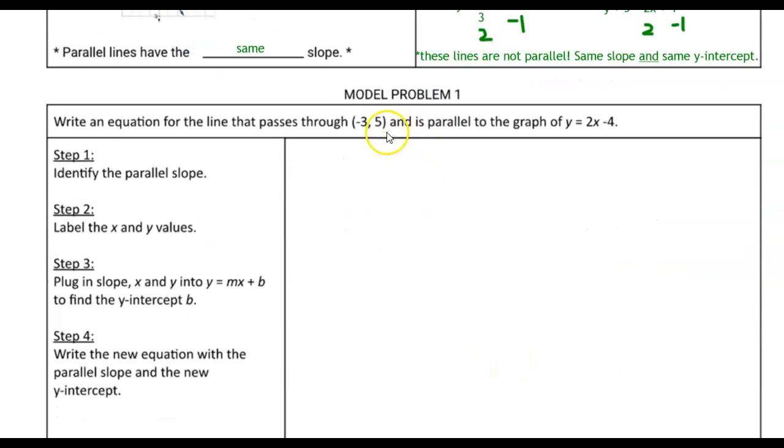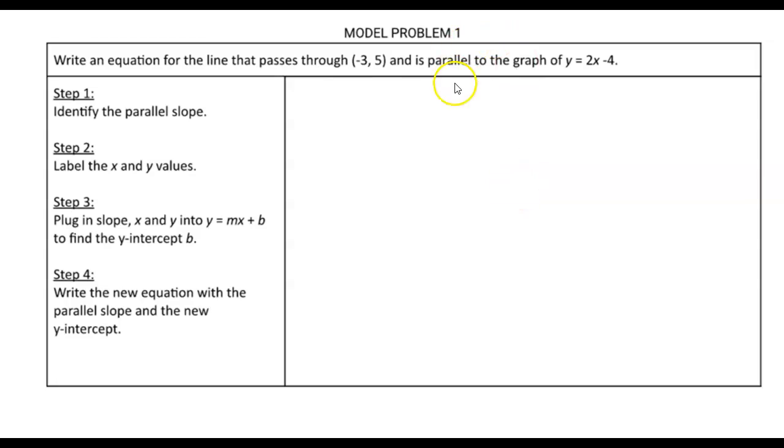In the first model problem, it asks us to write an equation for the line that passes through negative 3, 5, and it's parallel to the graph of y equals 2x minus 4. You should remember from the do now that you were supposed to take the x and the y and use that slope formula to find the slope. In this case, it's a little bit easier because they give us a slope to base it on.